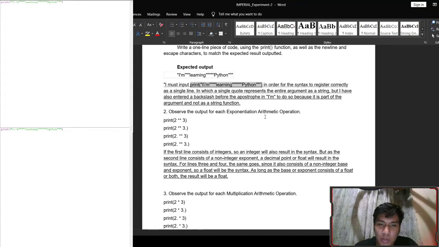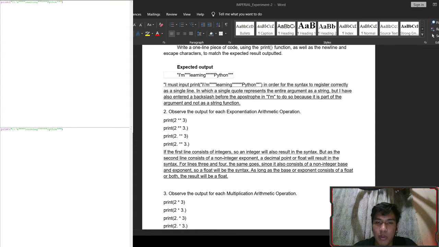So let's try. Observe the output of the exponential arithmetic operation. Let's try this. And copy. Then paste it in the notepad. Then F5. So we got an 8, 8.00, 8.0.